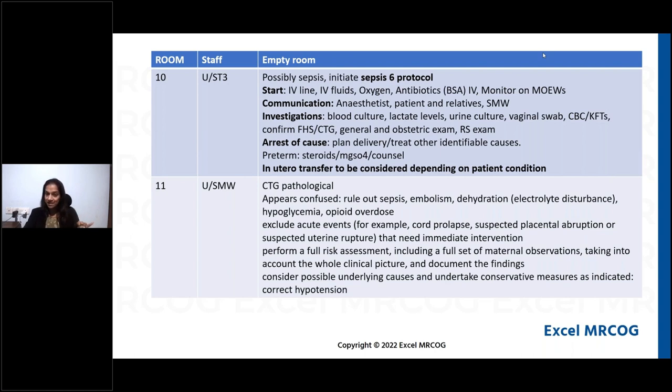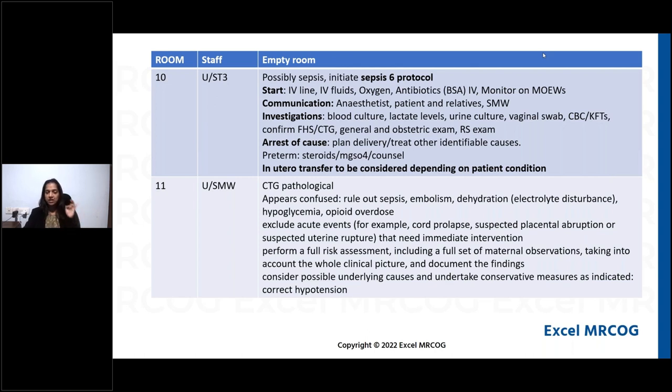Magnesium sulfate would have to be started if you're delivering the patient. Okay. And counsel her. Very important. Get the neonatologist on board and counsel her. Okay. So you're informing your consultant, anesthetist, neonatologist. Again, would count under communication.